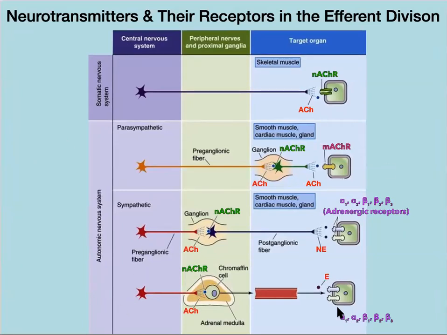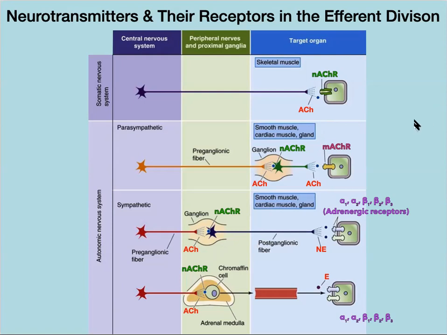So this looks like a complicated chart, but I encourage you to draw this out in a simplified form to help yourself remember where you can find each type of neurotransmitter, as well as where you can find each type of receptor. Okay, so ACH stands for acetylcholine, E stands for epinephrine, NE is norepinephrine. Let's first focus on just the neurotransmitters.